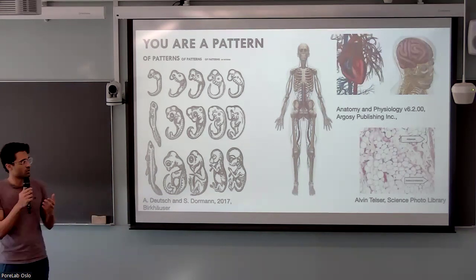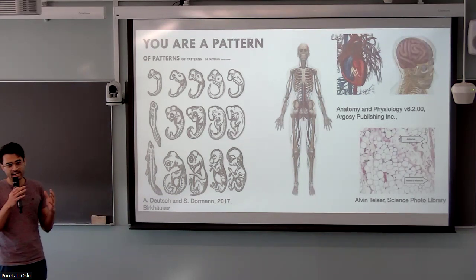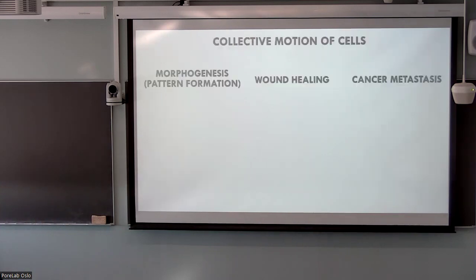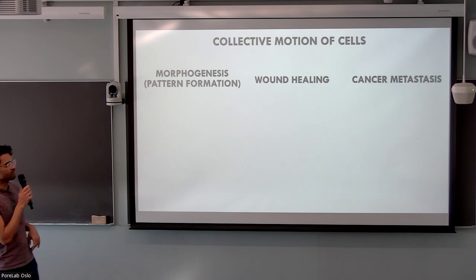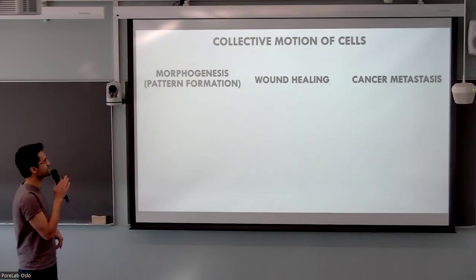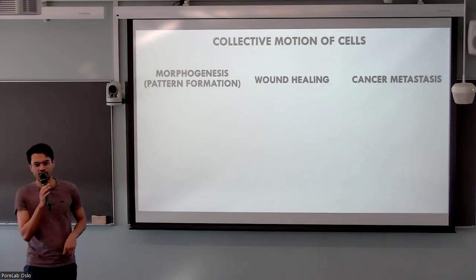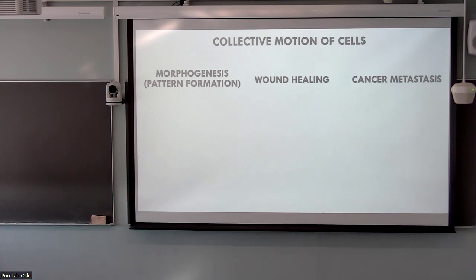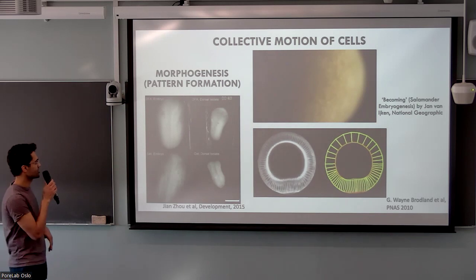One way to create those patterns is that the cells that make up these patterns have to move, and they have to move collectively. There are many major categories of cell motion, but I would start with just 3 of them. The first one is morphogenesis, which essentially means formation of pattern.